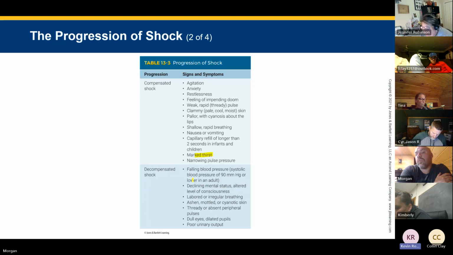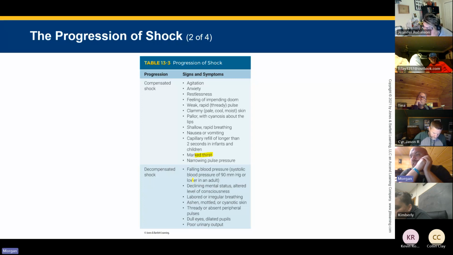Remember, symptoms are what the patient tells you. Signs are what you can see. Subjective and objective. Like, I feel like I'm going to die would be a symptom. Pale skin would be a sign.